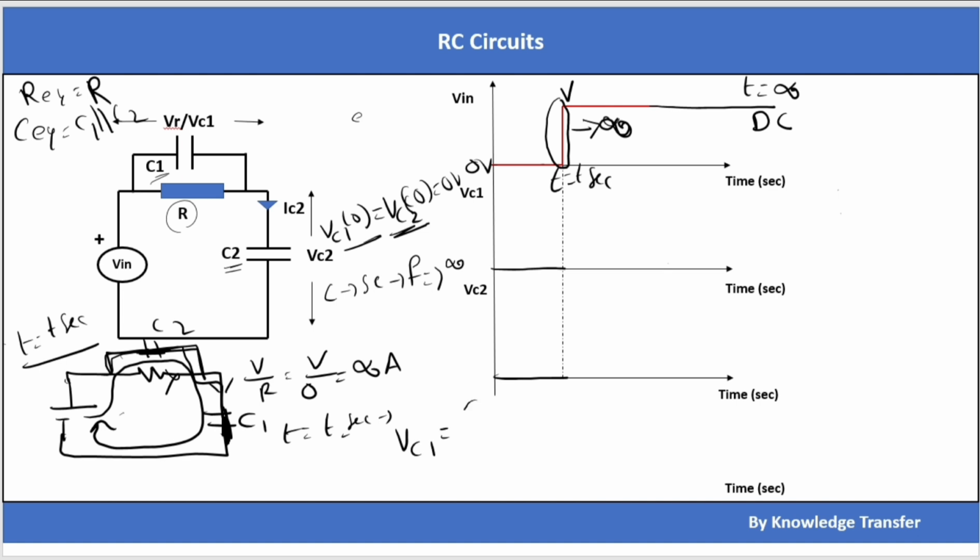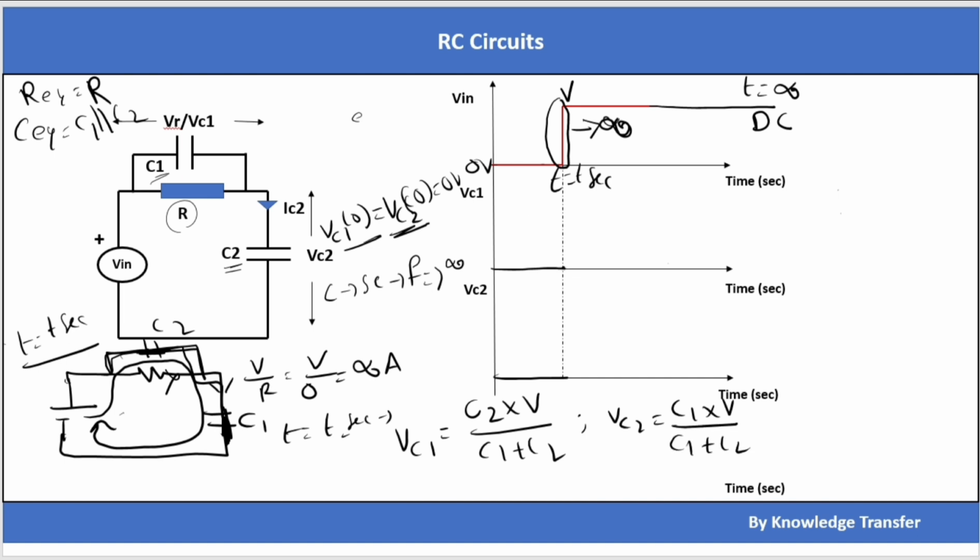That means VC1 will charge to C2 into V divided by C1 plus C2, because these two, C1 and C2, are connected in series. Here I am simply applying the voltage division rule for capacitors. In the same way, VC2 will be C1 into V divided by C1 plus C2.